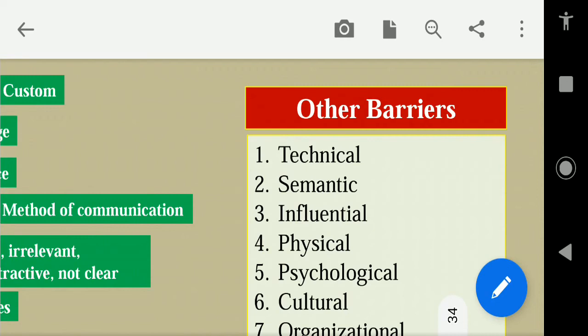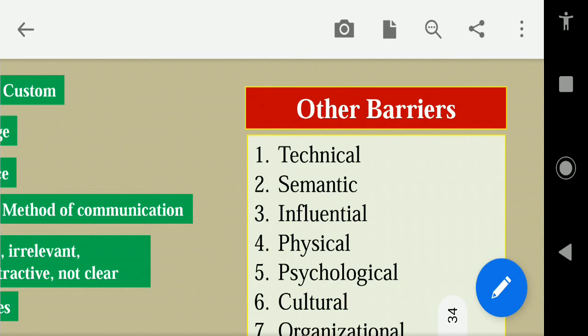Then come to influential problem. What is an influential problem? The problems are concerned with the success with which the message conveyed leads to a desirable change in the behavior of the receiver. Because the purpose of all communication is to influence the behavior of the receiver. Influential problem is the problem concerned with what? The success with which the message conveyed leads to the desirable change in the behavior of the receiver. Because the purpose of all communication is what? To influence the behavior of the receiver.